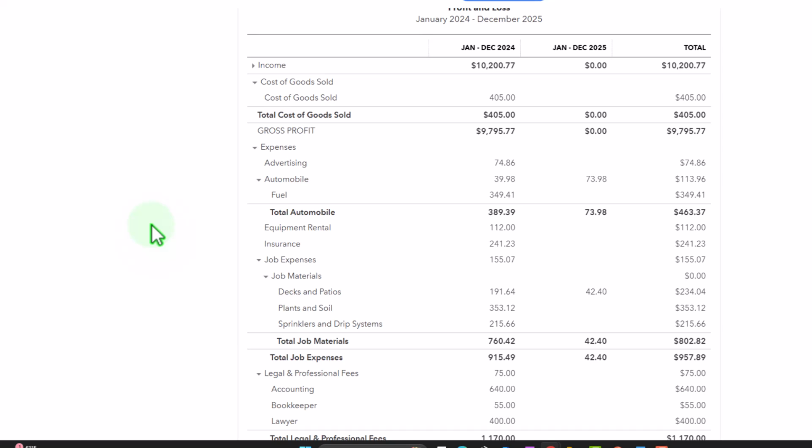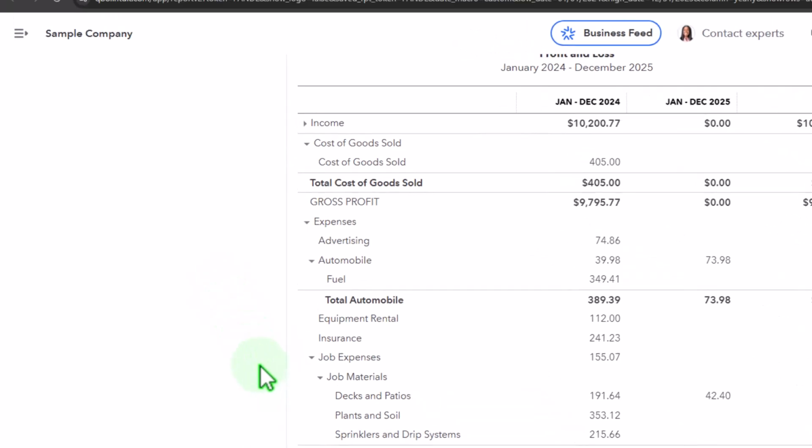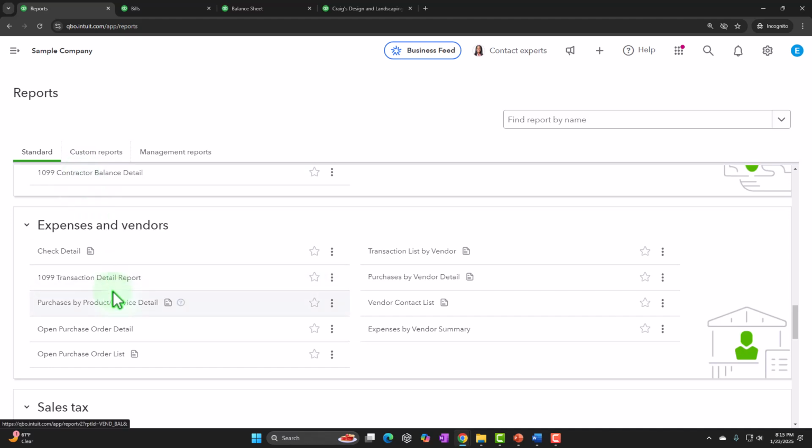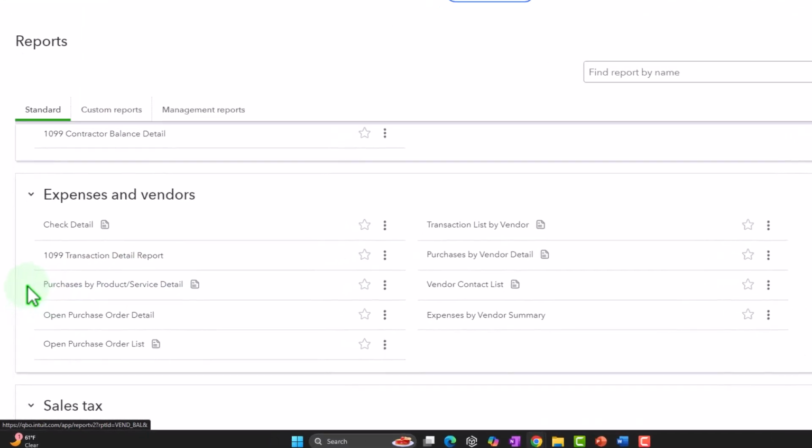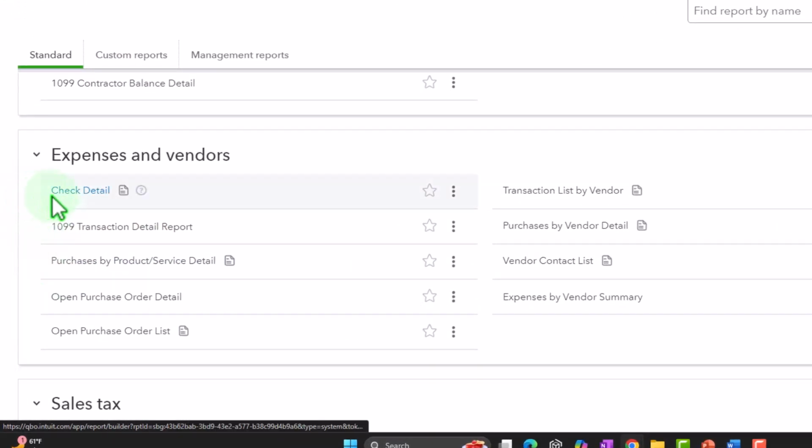And remember that you don't always have to add the vendor in order to post something to accounts payable, even if you use the bank feeds. Many people forget that they should add the vendor to give them that added level of reporting, so that they can generate other reports tracking information by vendor if they so choose. So we have the check detail report.